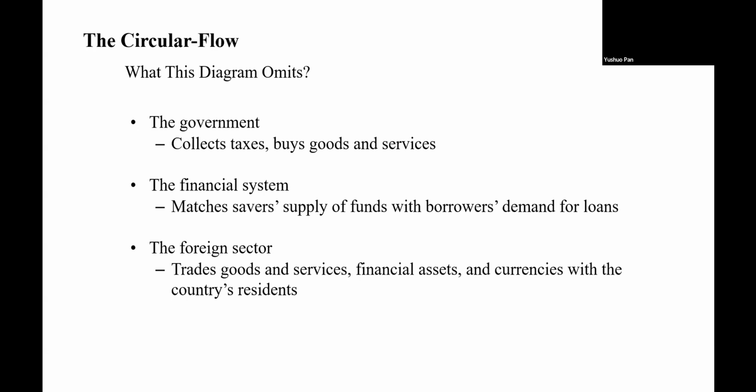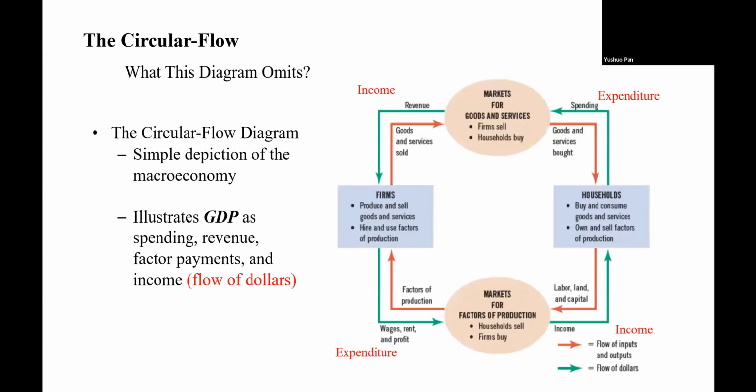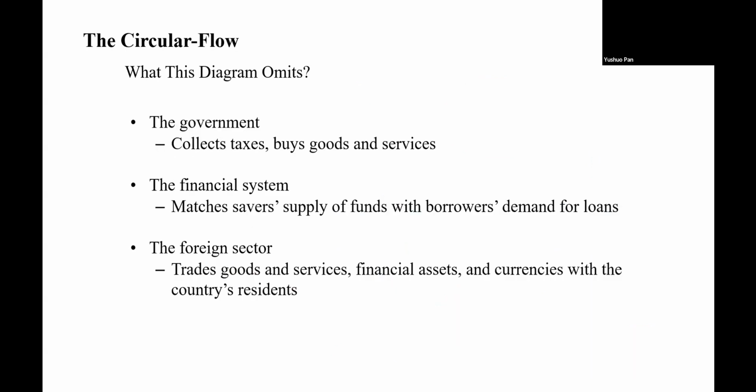Trade goods and services, financial assets and currencies with the country's residents. So these three parts are what we omit from the circular flow, and that's our assumption that there are only these two parts. We give up three other parts in this market.